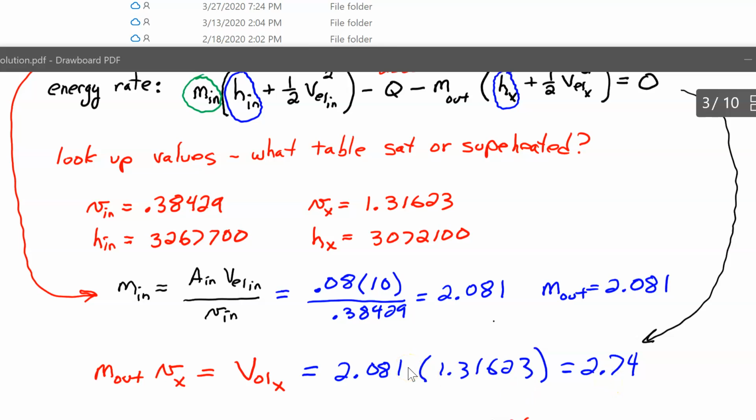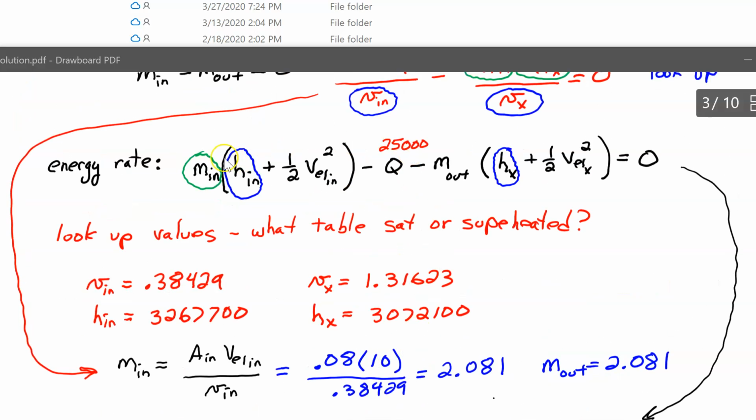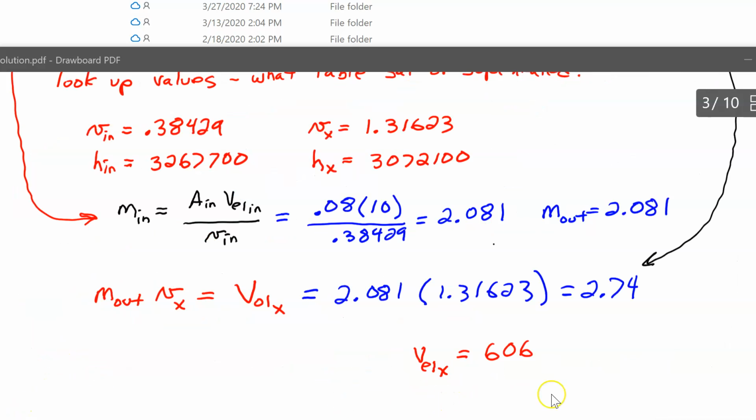Okay, the only thing left is to find the velocity. I took this final equation that I had right here, the energy equation, and the only thing I don't know now is the velocity of the exit. You know all of the numbers, so plug in very carefully, make sure you use your calculator properly, and calculate the exit velocity. See if you can get that done. Okay, the correct answer is 606. What are the units on this? I'm using standard units, so the velocity is in meters per second.